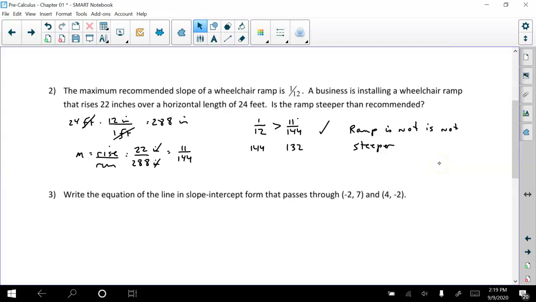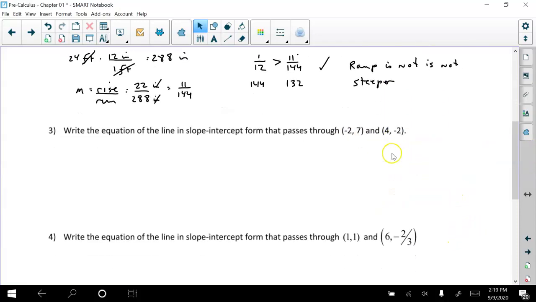Problem number 3, we're going to write the equation of the line in slope-intercept form that passes through the 2 given points. So think slope-intercept form. We need the slope, we need the y-intercept. So that's where we're going to start. We're going to find the slope. m equals y sub 2 minus y sub 1 over x sub 2 minus x sub 1.